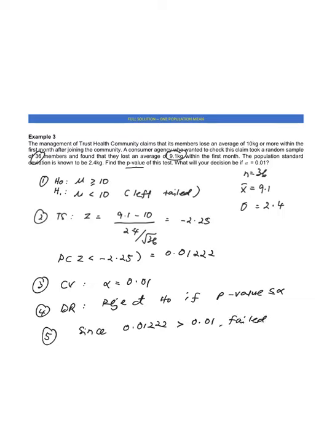Our decision rule: we're going to reject H naught if p-value is less than or equal to alpha. Okay, so since 0.01222 is greater than 0.01, we fail to reject H naught. So this means that mu is more than or equal to 10.